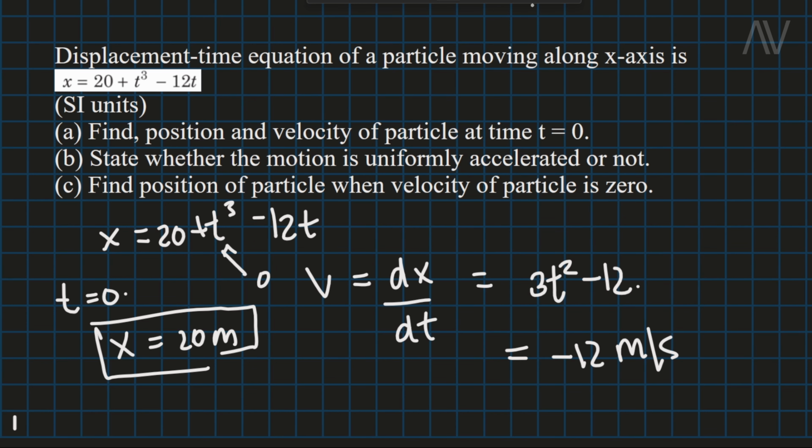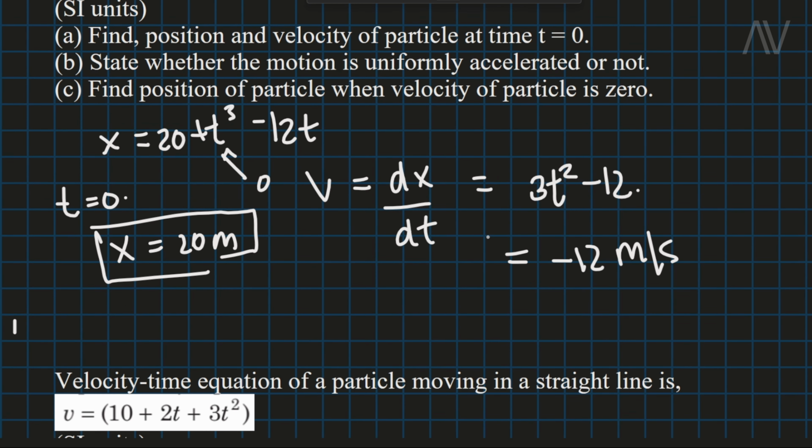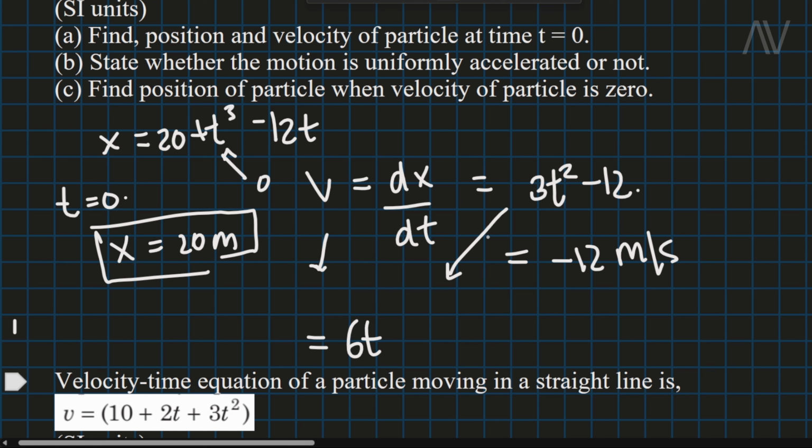Similarly, state whether the motion is uniformly accelerated or not. To find whether the motion is uniformly accelerated, we will differentiate this equation again and we would get 6t, which shows that on differentiating equation 2 with respect to time t, we get acceleration as 6t. As acceleration is a function of time, the motion is non-uniformly accelerated.